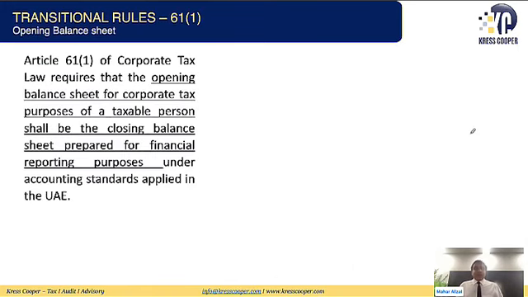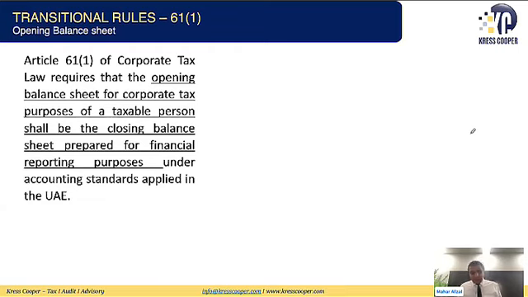So the first clause, 61(1) of the corporate tax law, requires that the opening balance sheet for corporate tax purposes of the taxable person shall be the closing balance sheet prepared for financial reporting purposes under accounting standards applied in the UAE.